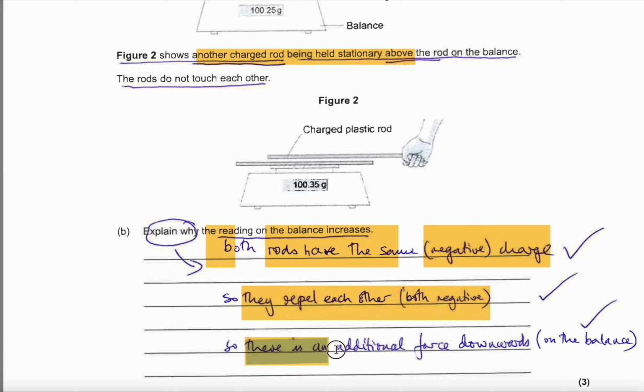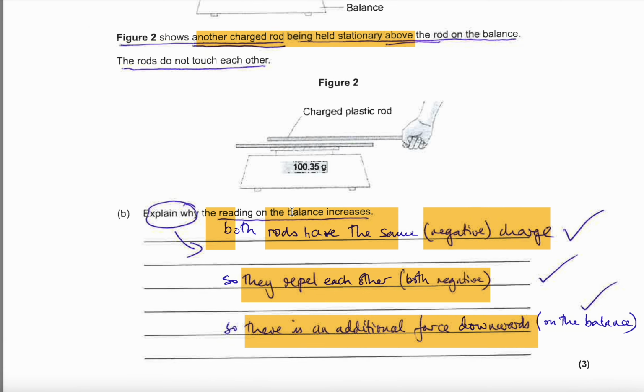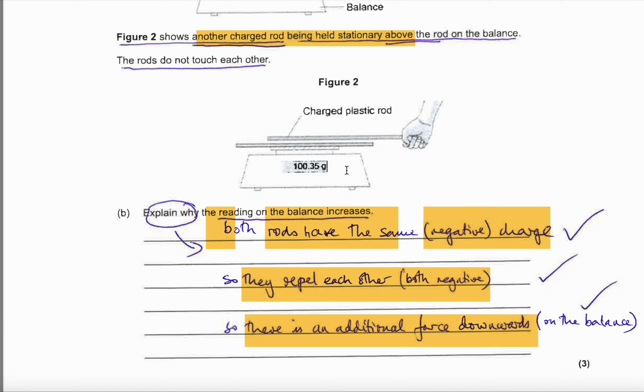So that means there is an additional force downwards. It's trying to push the other rod away, and that's what increases the reading on the balance. Clever, huh? So it's an electric field force which pushes down the rod and appears to make it read greater on the force meter or the mass meter.